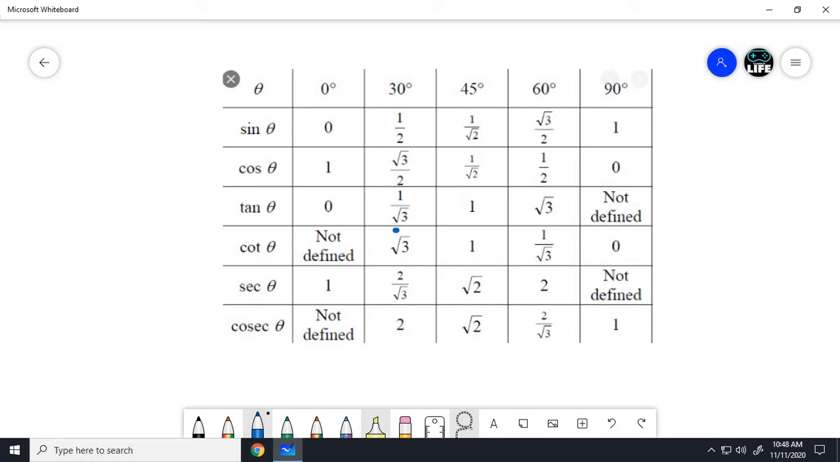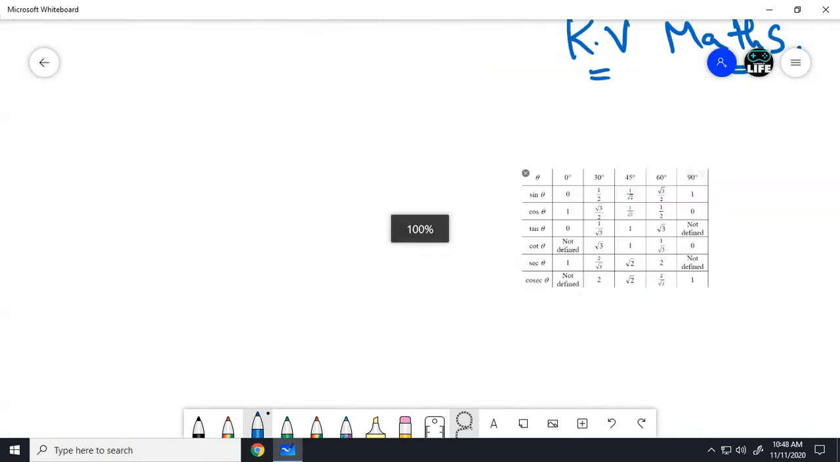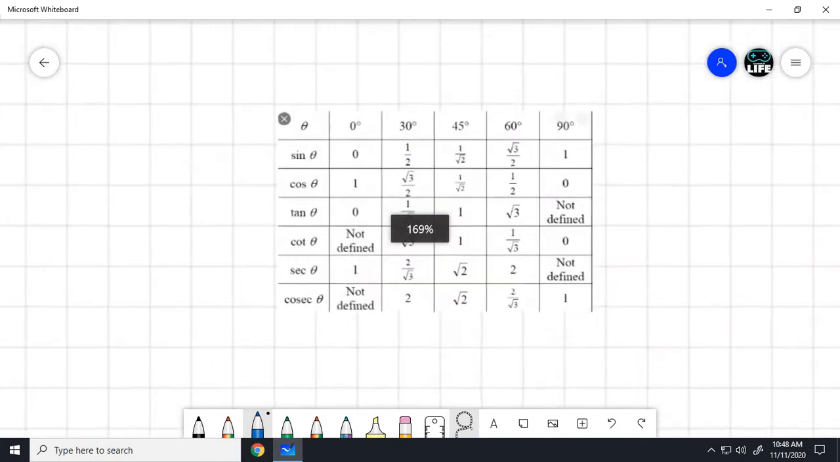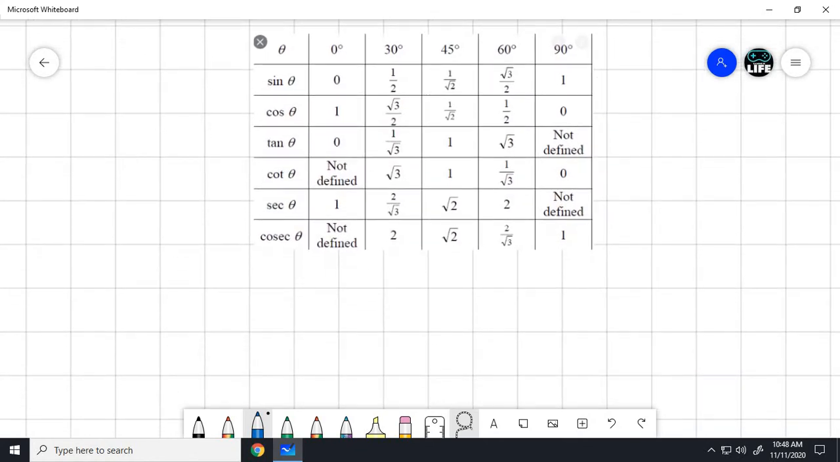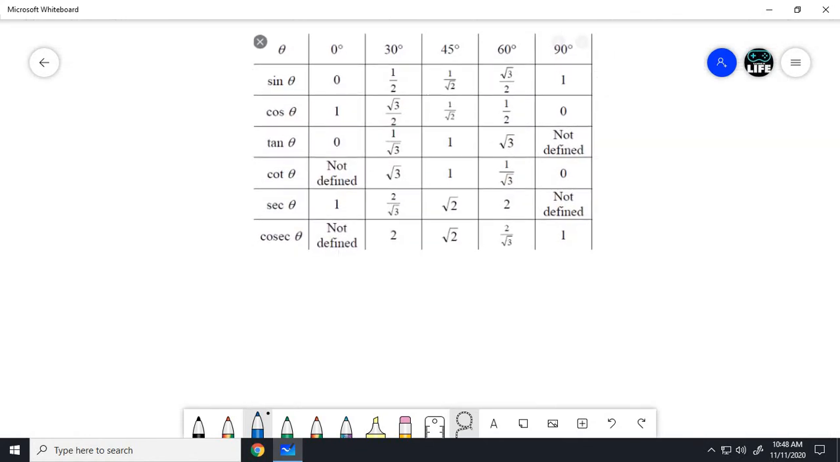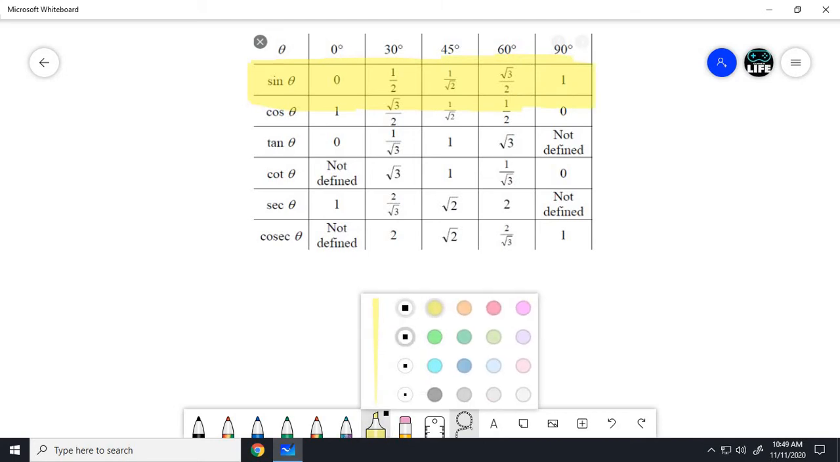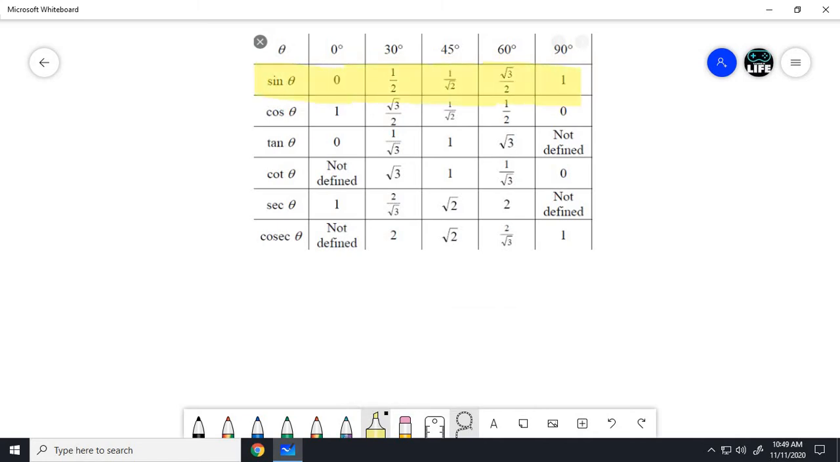So if you see this table, you may think that it is very difficult to learn this table, but I will tell you in a very simple manner. What you need to do is first learn by heart all the sine values. If you learn the sine values by heart, then it will be very easy.